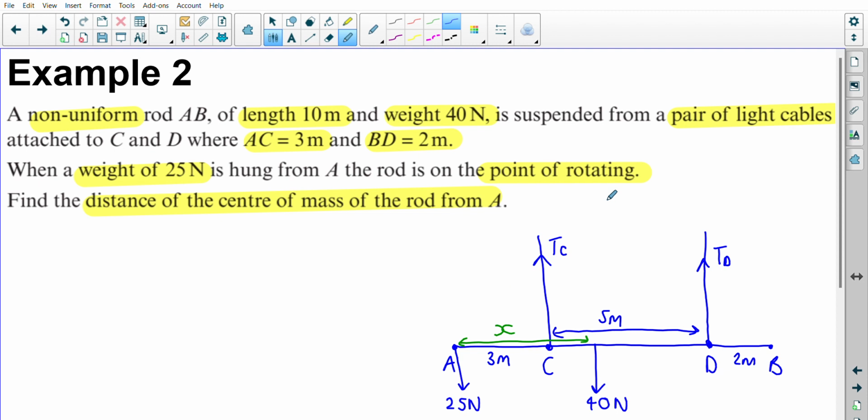Now, it talks about this point of rotating. So the fact that we've got this weight on A now, this whole rod is going to start rotating. If it starts rotating, C is going to become the pivot. It's going to pivot around C. And that means that the cable at D is going to become slack. Then the tension at D is going to be 0. So you can ignore the tension at D.